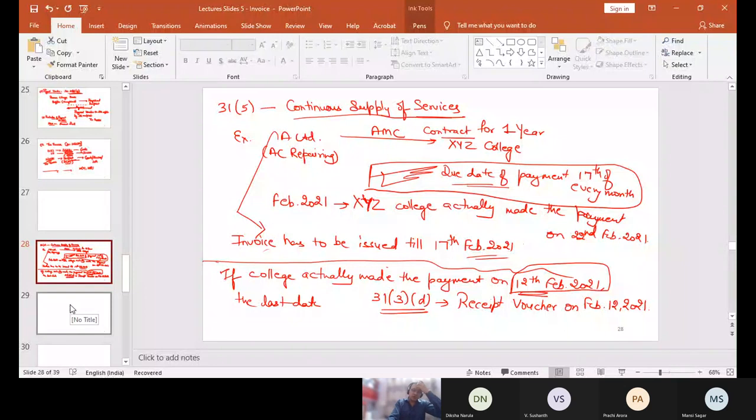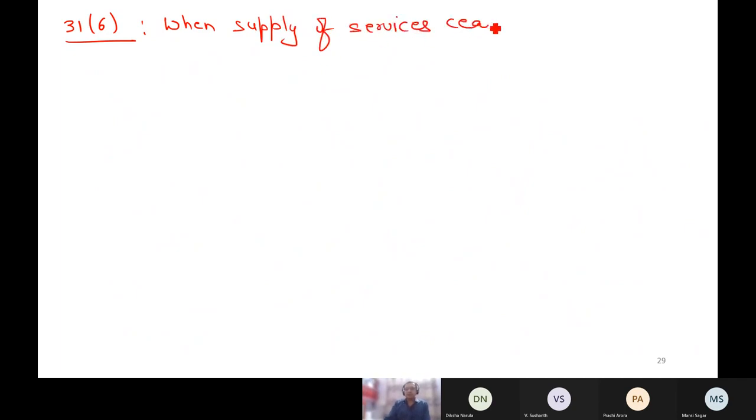Now I will discuss the point without showing you the Act to save my time. So 31.6 now last, and then some other points. 31.6 now it says supply ends if supply of services ceases before completion of the contract. If the contract was for 1 year period.